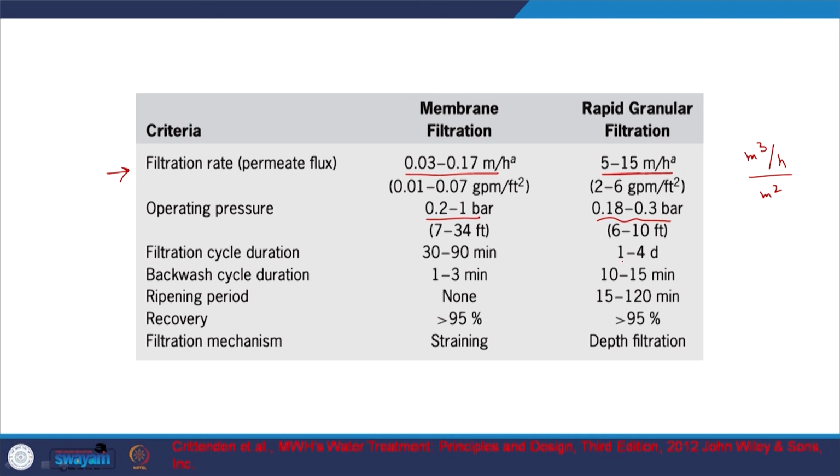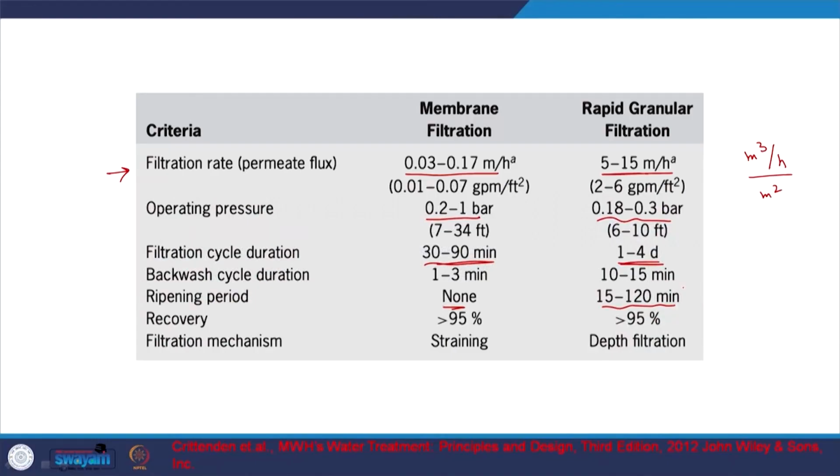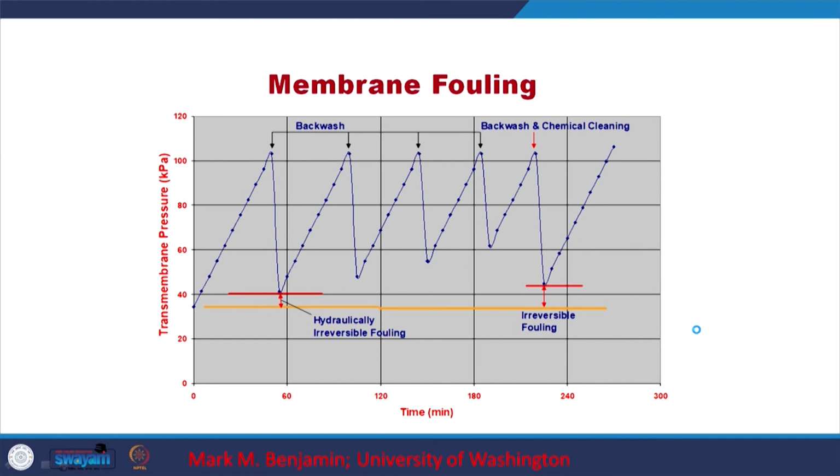And filtration cycle, we know that it is 1 to 4 days here; you see the order, it is relatively less. And ripening period is none here, while we know it takes around 2 hours for that ripening to occur so that you have the peak efficiency of filtration. So, as I mentioned, straining is the major aspect here, while it is depth filtration there. Let us move on. So, membrane fouling will occur from time to time.